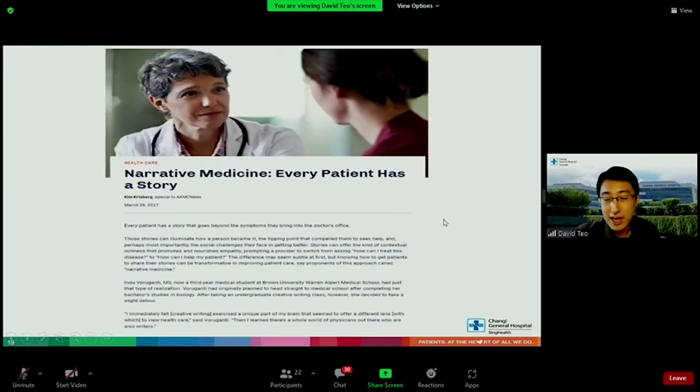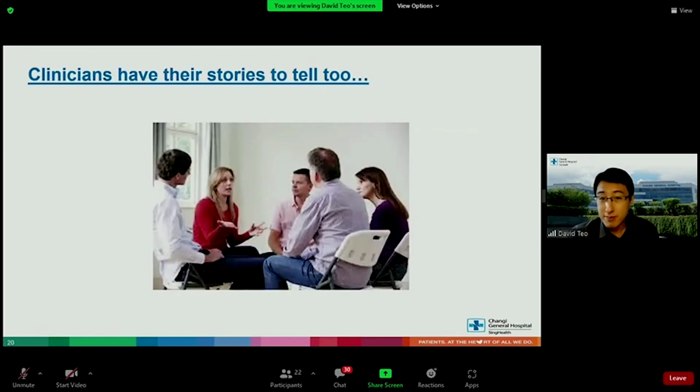It's based on the premise that every patient has a story that goes beyond the symptoms they bring into the patient's office. These stories can illuminate how the person became ill, and also the various kinds of challenges, including social challenges, that they face in getting better. Clinicians likewise have their stories to tell from their interactions with patients in the course of their work. We are also human beings with our own feelings and thoughts.